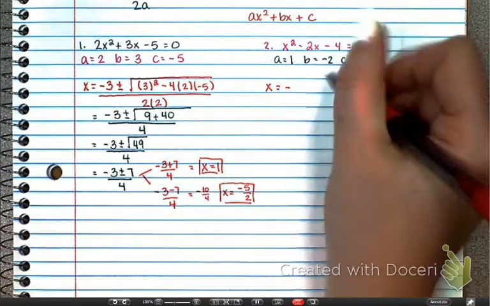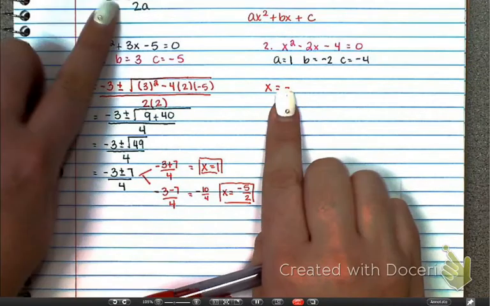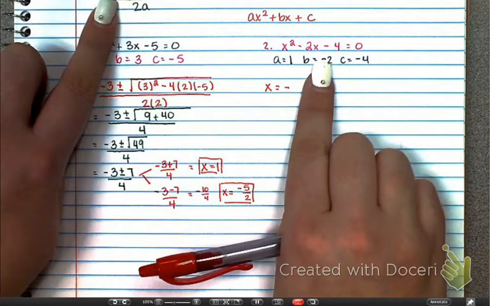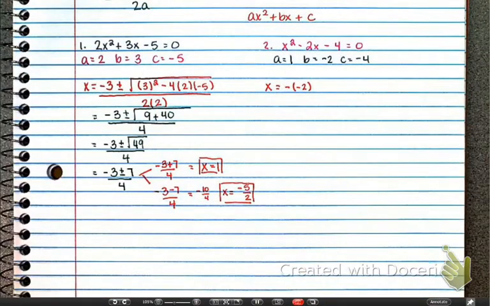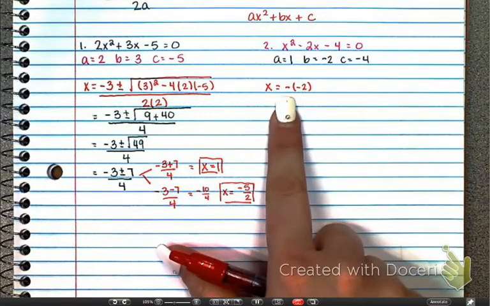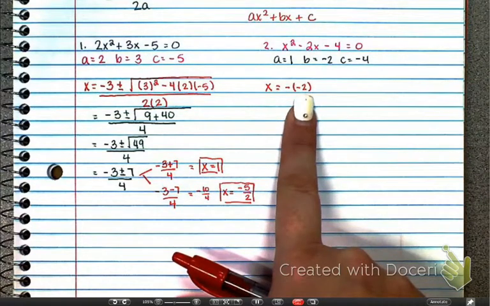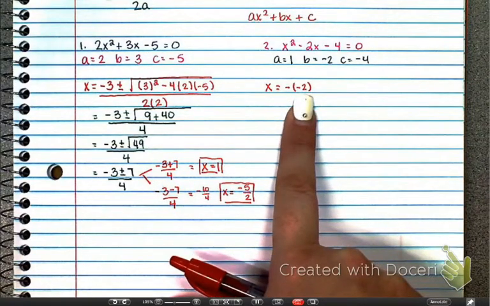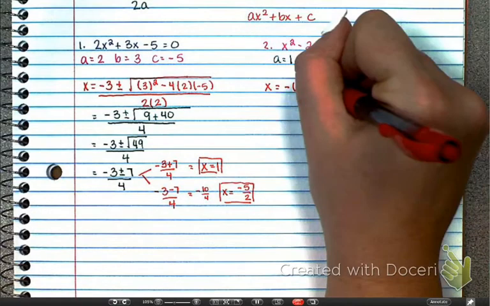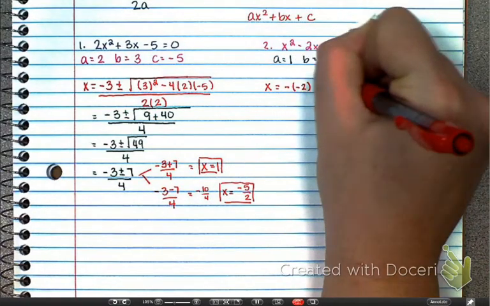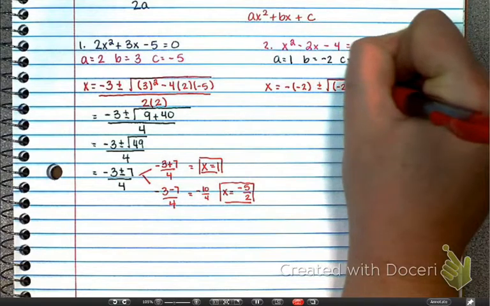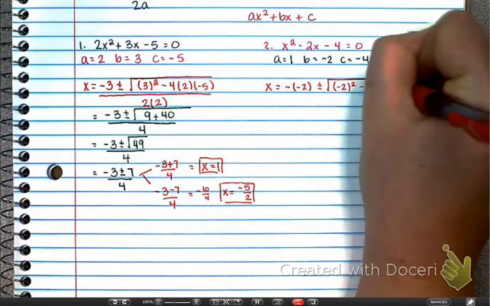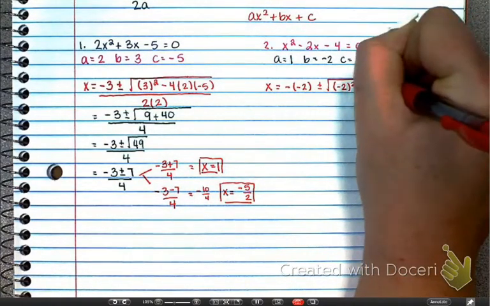Okay, so in the formula, there's a negative, and b is already negative. So I'm going to write it in like this. If you want to write positive 2 right now, that's fine. But that's technically what it is. I have the negative from the formula, and b is negative. Okay? Plus or minus the square root of b squared minus 4 times a times c.